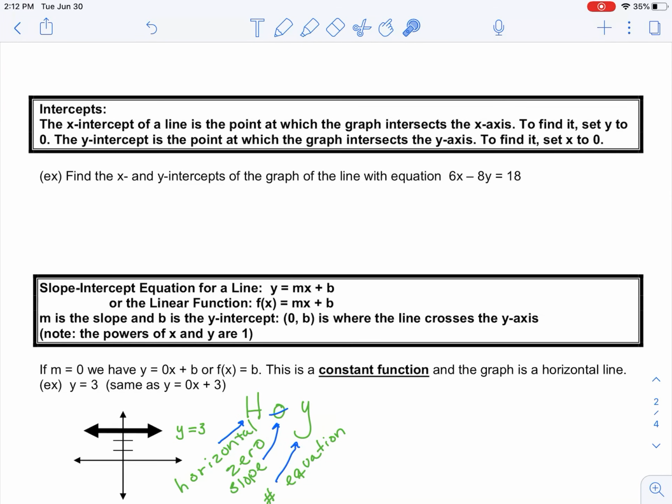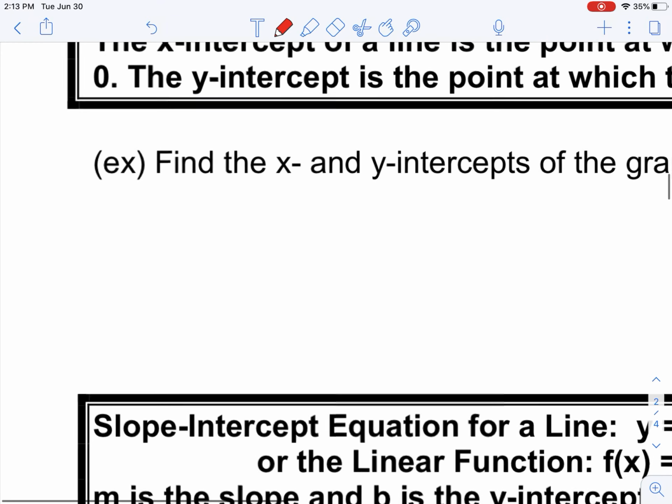All right, intercepts. The x-intercept of a line is the point at which the graph intersects the x-axis. To find it, set y to 0. The y-intercept is the point at which the graph intersects the y-axis. To find it, you're just going to set x equal to 0. All right, so find the x and y intercepts of the graph of the line with the equation.